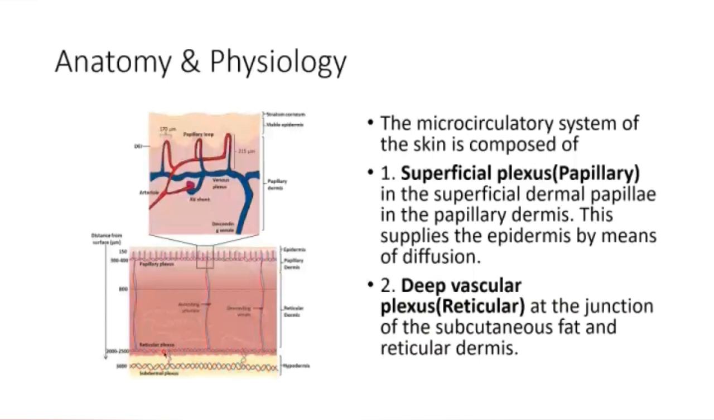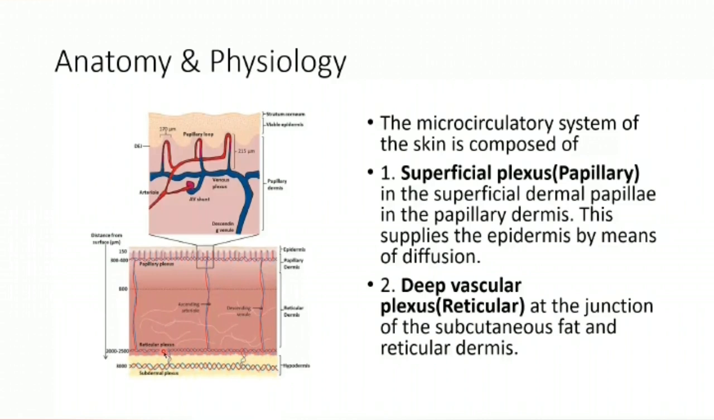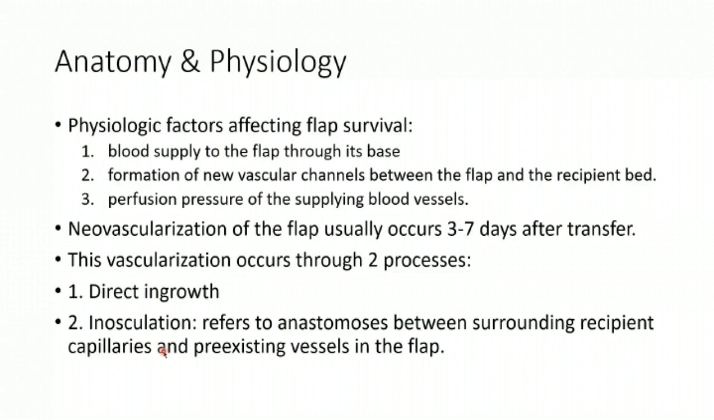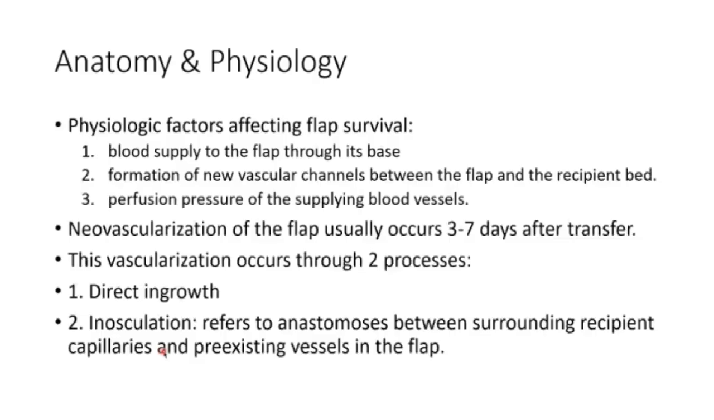And these arteries arise from branches of the aorta that either perforate the muscle, known as muscle perforators, or from the fascia of the muscle. Some possible physiological factors that affect flap survival include the blood supply to the flap through its base, formation of new vascular channels between the flap and recipient bed, known as inosculation, perfusion pressure of the supplying blood vessels, and neovascularization of the flap, which usually occurs between 3 to 7 days after transfer.